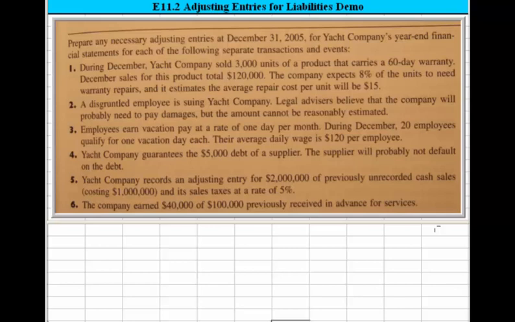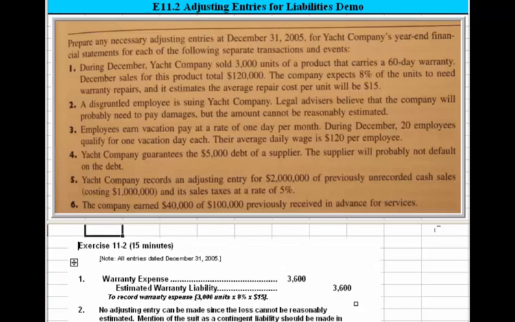During December, Yacht Company sold 3,000 units of a product that carries a 60-day warranty. December sales for this product were $120,000. The company expects 8% of the units to need warranty repairs, and it estimates that the average repair cost will be $15. Okay, and let me just scroll up so you can see the solution to part 1.